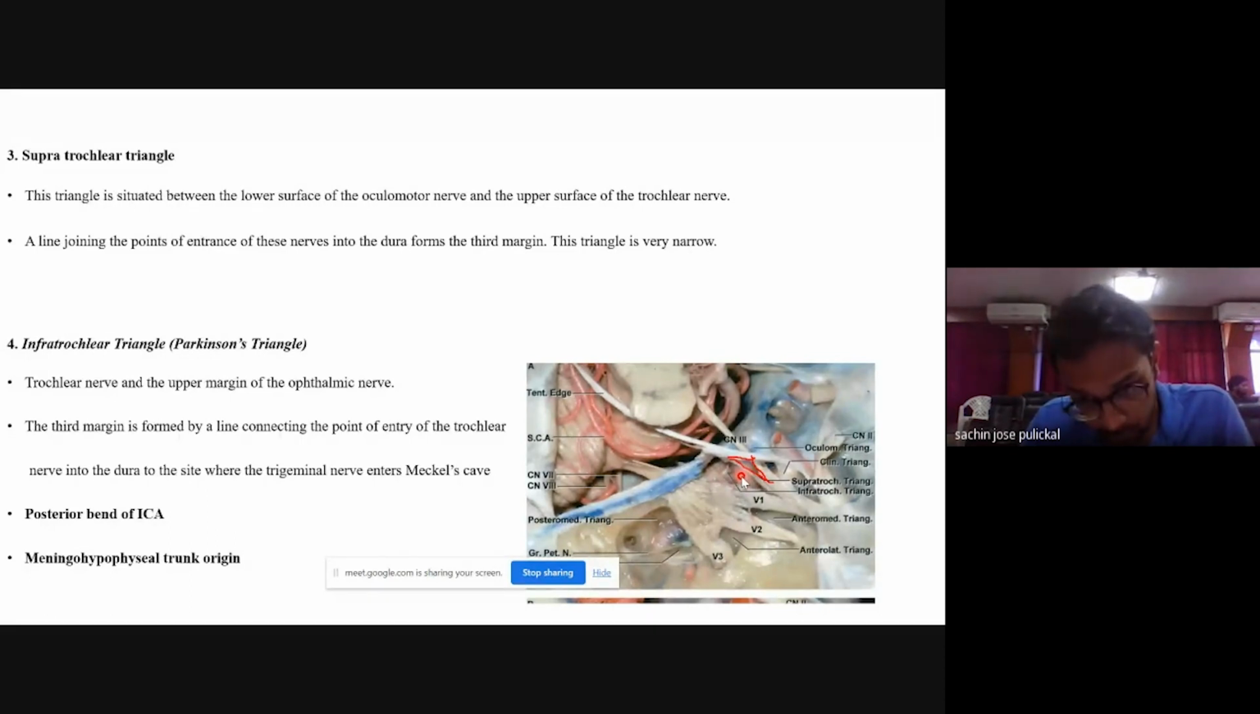Another importance of this area is, as I told, the 6th nerve is related medial to V1. So when you want to expose the 6th nerve in certain cases, this is the area where you enter, the infratrochlear triangle, situated between the 4th nerve and V1. The other importance of the infratrochlear triangle is the meningohypophyseal trunk origin and the posterior bend of the ICA. The ICA, when it enters into the cavernous sinus, comes here, bends here, and then again bends here to form the S-shaped loop.